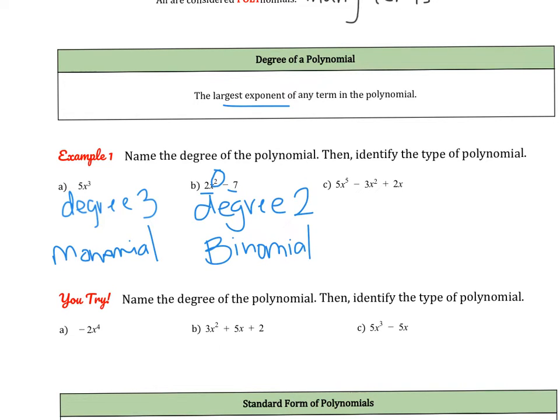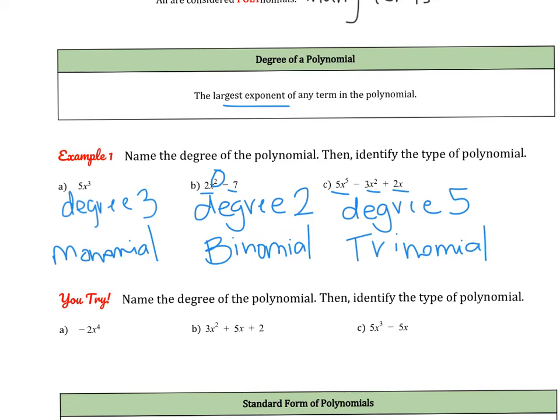The last example, we have 5x to the 5th minus 3x squared plus 2x. So again, the highest degree, or the largest exponent, is 5. So we're looking at degree 5. And we have 1, 2, 3 terms. So therefore, we have a trinomial.